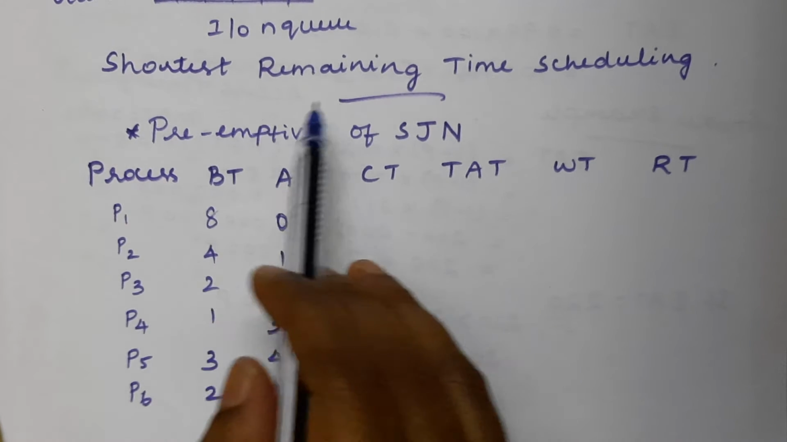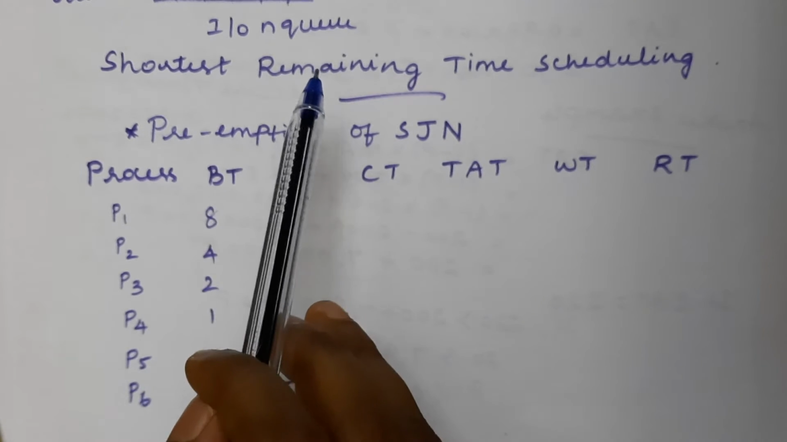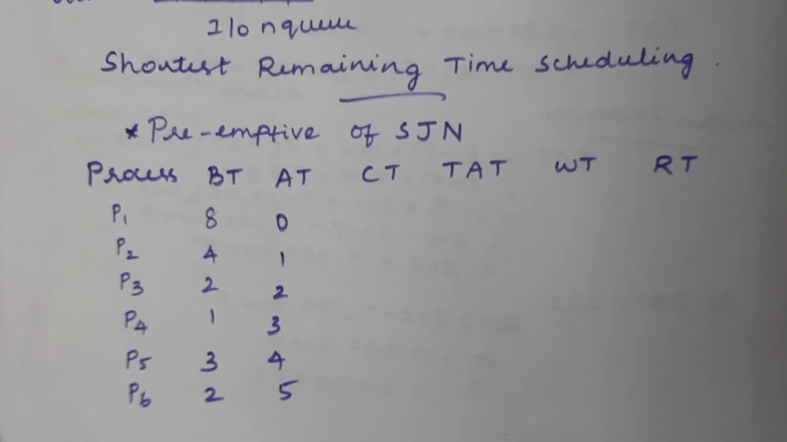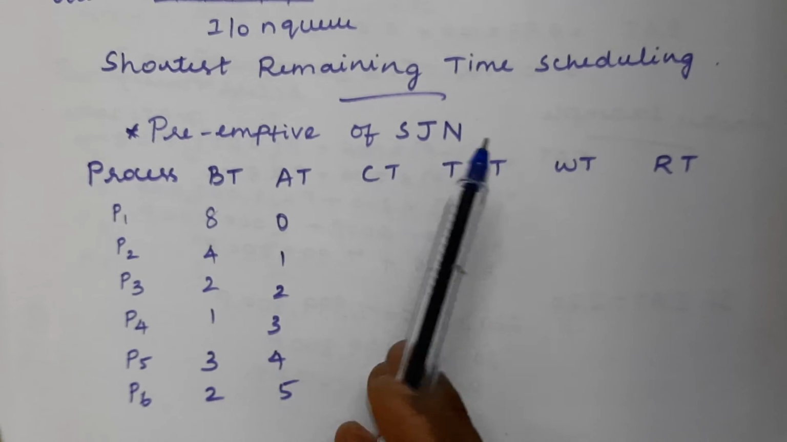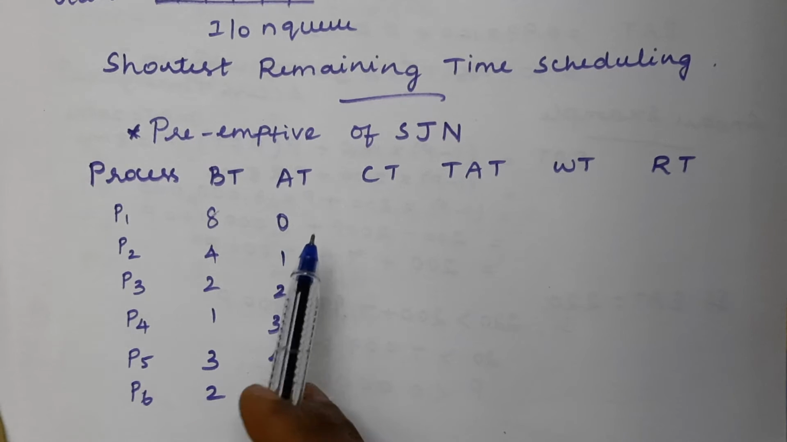So here shortest remaining time works under preemptive mode, whereas shortest job first works under non-preemptive mode. So the same scheduling followed under preemptive mode, we can call it shortest remaining time scheduling. Okay, so now we will see one example here.